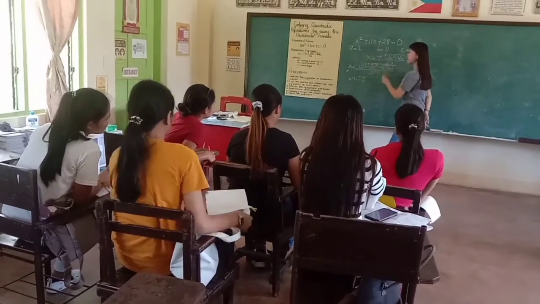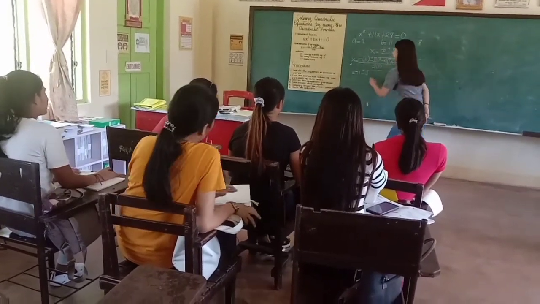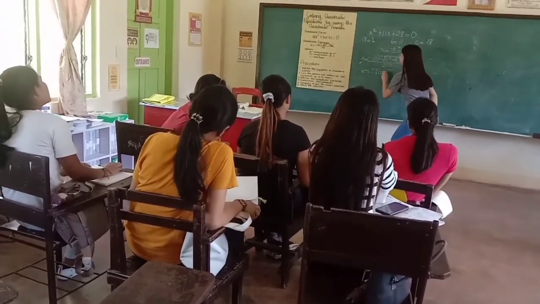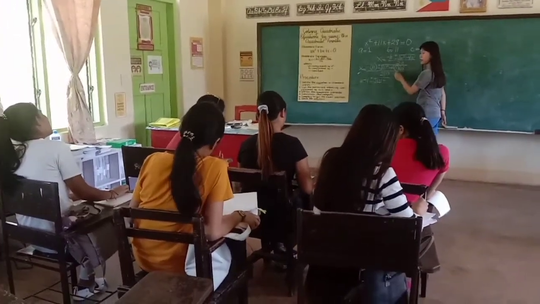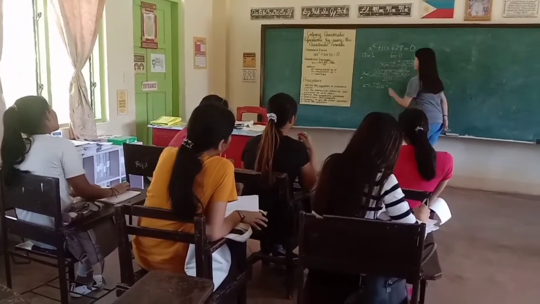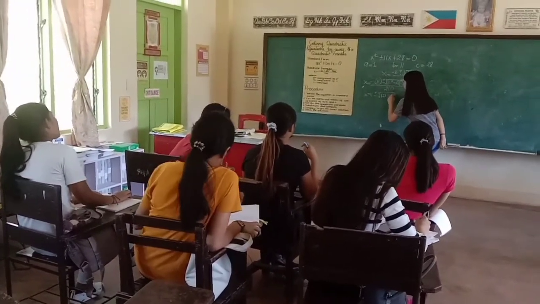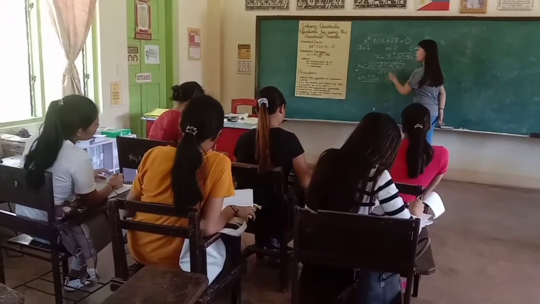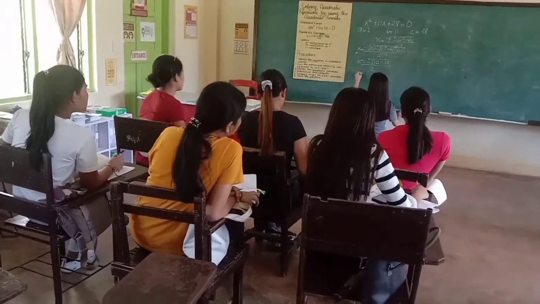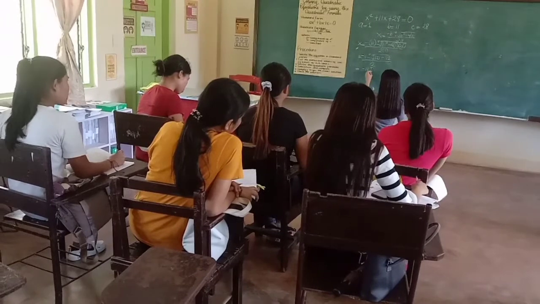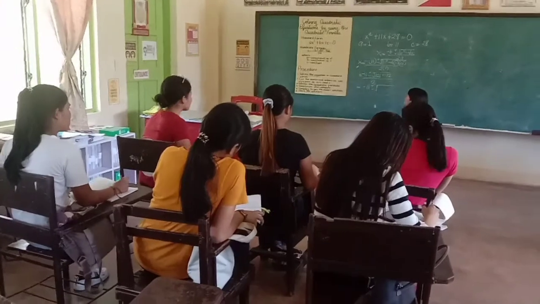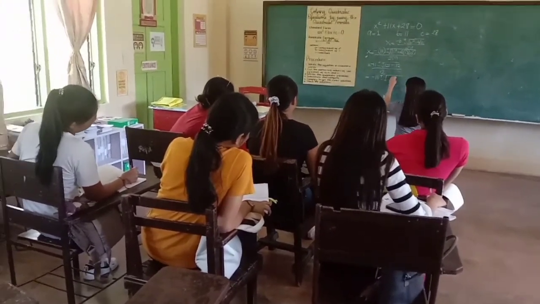11 times 11 is 121. Negative 4 times 1 times 28 is negative 112. 2 times 1 is 2. Negative 11, let's solve first what is inside the radical. 121 minus 112 is 9, all over 2.